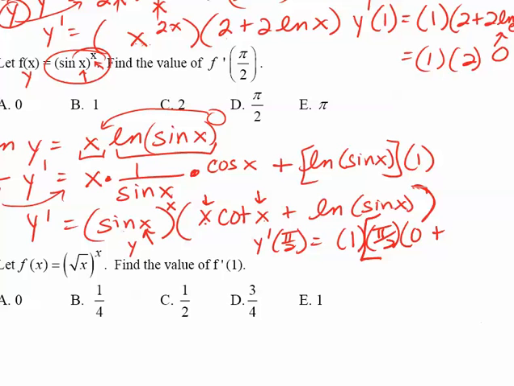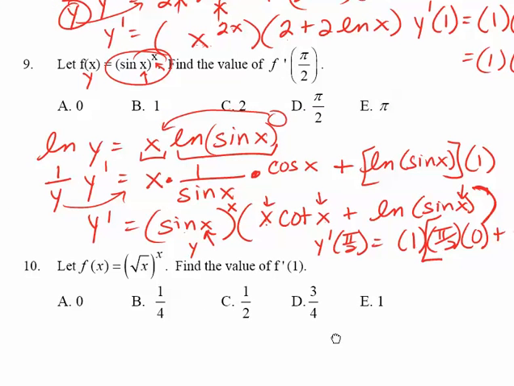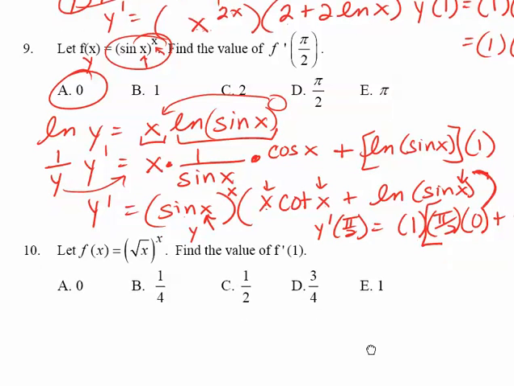And then the natural log of the sine of pi over 2. The sine of pi over 2 is 1. We did this a minute ago. The natural log of 1 is 0. So what do we have here? It looks like we have 1 times a 0. So I think, if I haven't made any errors, that I would choose 0.